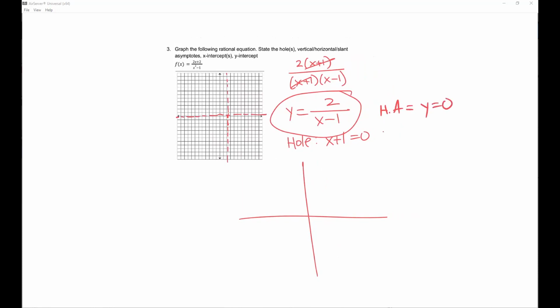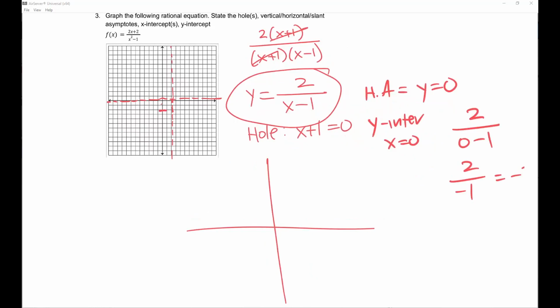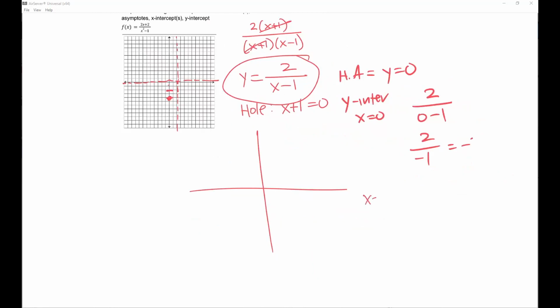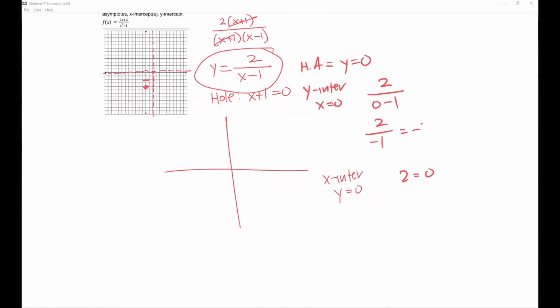And the y-intercept is where x is equal to 0. So it would be what? 2 over 0 minus 1, which is 2 over negative 1, which is negative 2. So the y-intercept is at 0, negative 2. One, 2, right? And then what's the x-intercept? The x-intercept is where y is equal to 0. And when 2 is equal to 0, there is none.